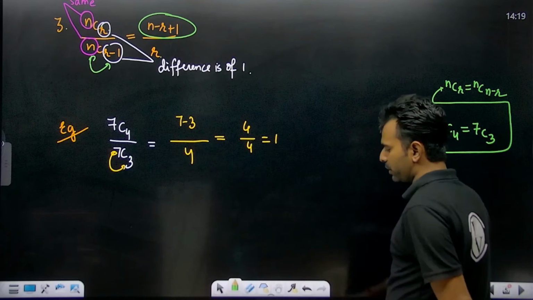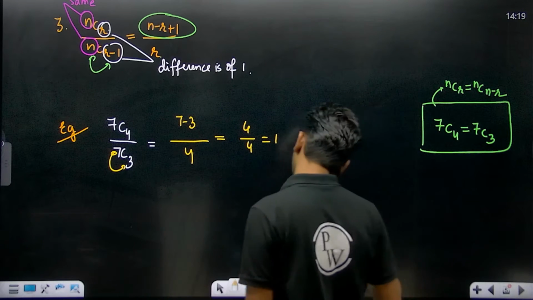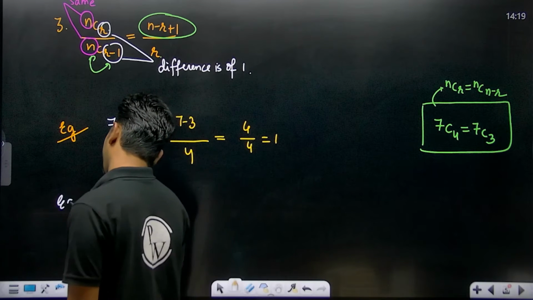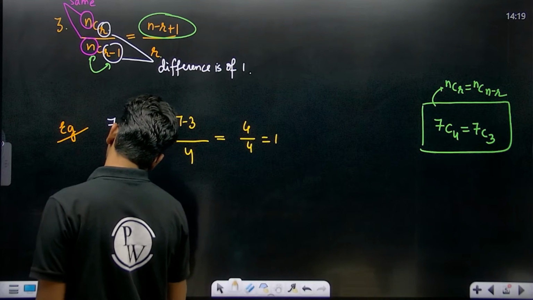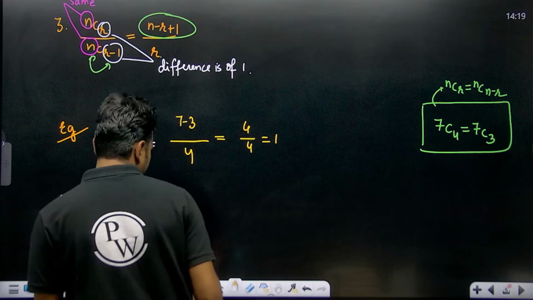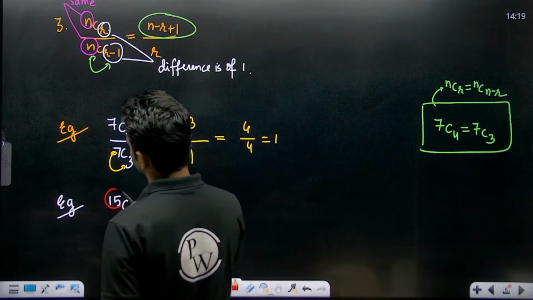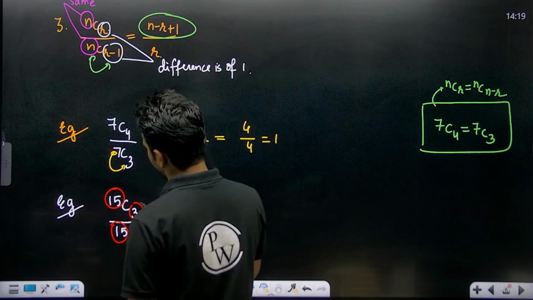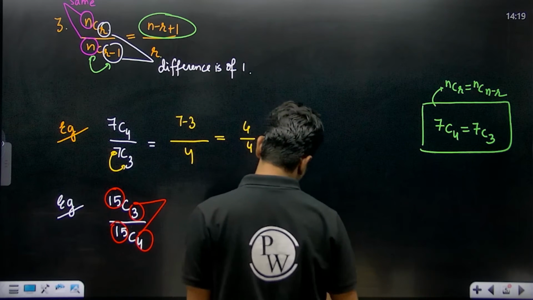So the ratio of these two numbers is going to be nothing but equal to 1 only. I said fine, alright, let's move ahead. If I talk about what is the value of 15C3 over 15C4, then you can say that these are the same terms written, and the difference between these two is nothing but 1. So this formula is applicable.